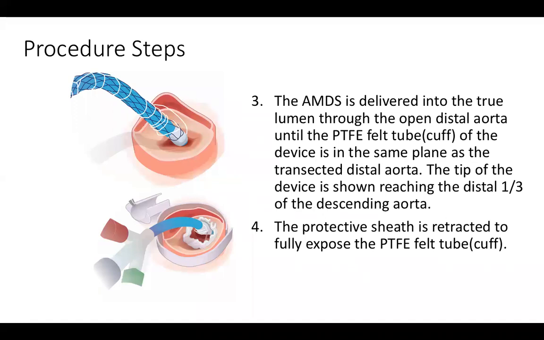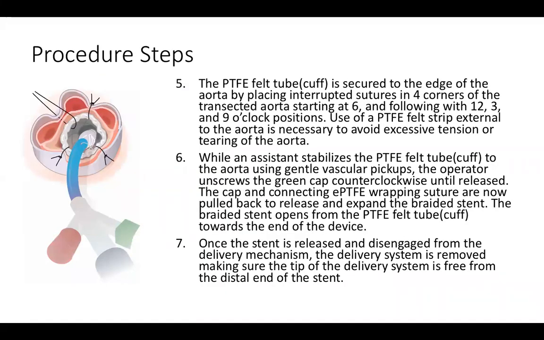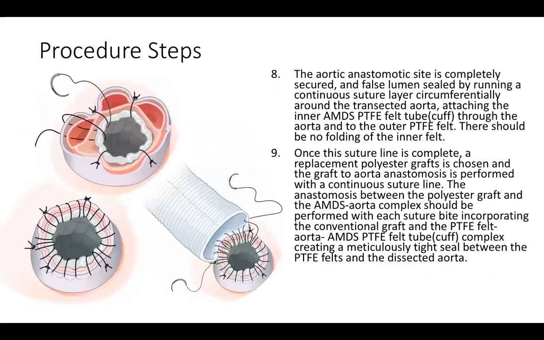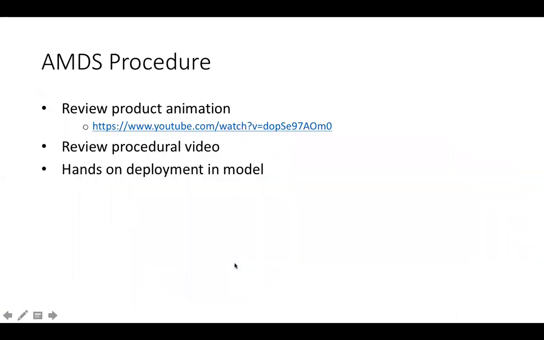So essentially it comes mounted after you pick the size, you insert it down the true lumen, and with 4 corner sutures, you tack it down to the aorta. Then you sew it circumferentially, it's deployed, and then you sew your graft to that. So you can see in this picture here, you end up with a very, very robust seal and anastomosis. Okay, let me just show you this video. It's just a couple minutes.